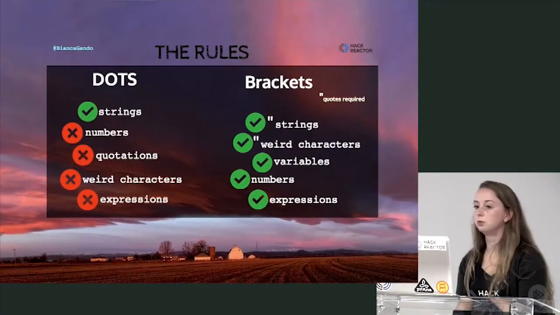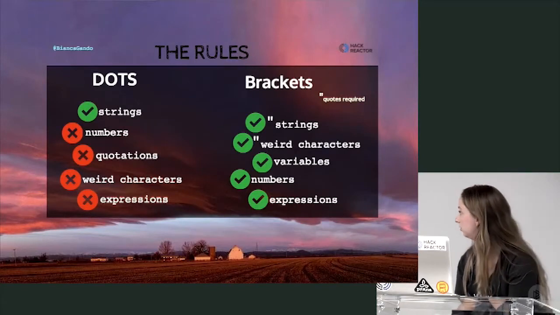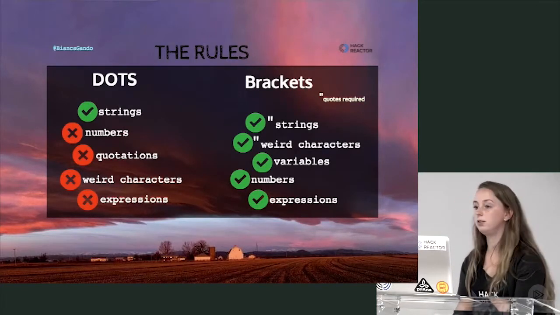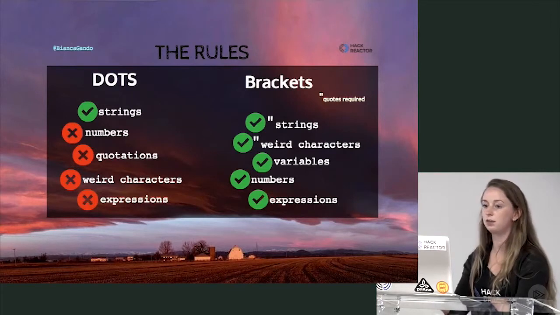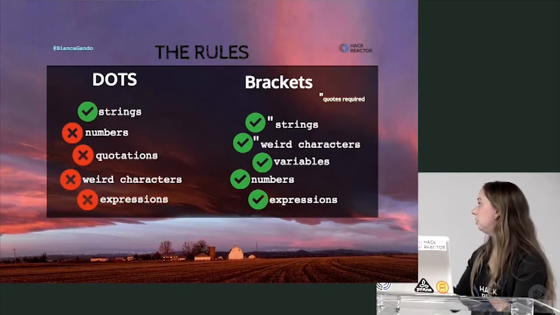So here are the rules laid out. As we can see, bracket notation is a lot more powerful than dot notation. With dot notation, you can really only put strings in there. Remember, those strings have to be valid variable names, which means they can't be numbers, they can't have weird characters, and they can't be expressions like math or a function. You can't put quotations around it. For brackets, you can do pretty much anything.